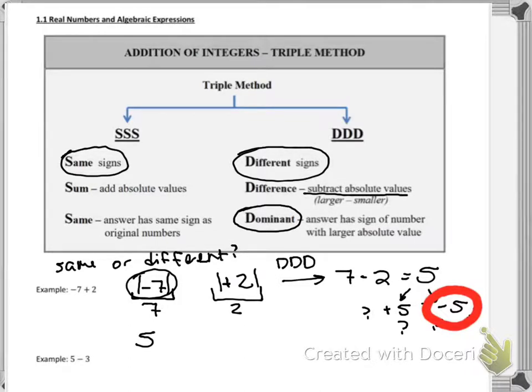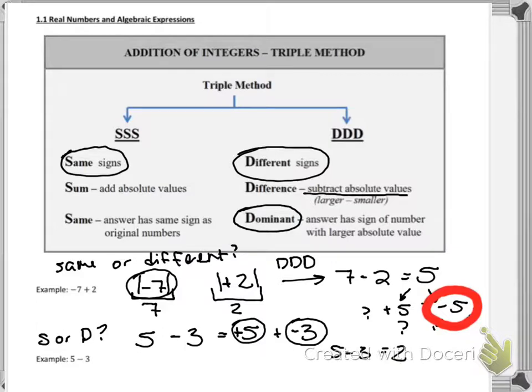We have 5 minus 3. So remember in my previous videos, I talked about how you could really rewrite this as 5 plus negative 3, because the negative sign really belongs to the 3. So we have a positive 5 and a negative 3. So are they different or are they the same? I think they're different. They're opposite in signs. One's plus, one's minus. So I literally just go ahead and subtract them. I have 5 minus 3 is 2.